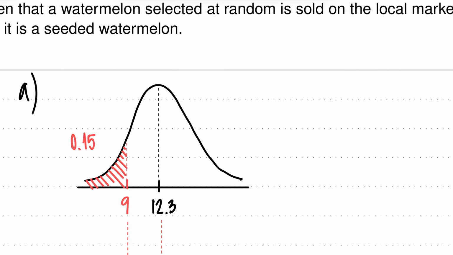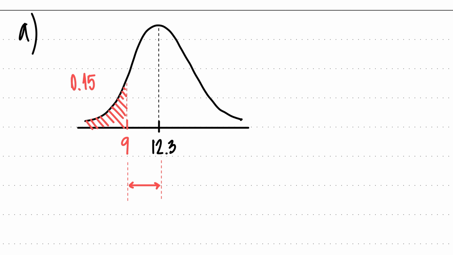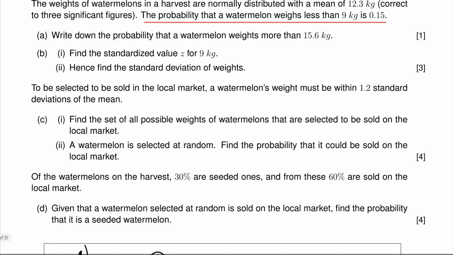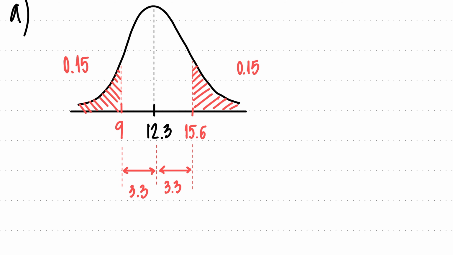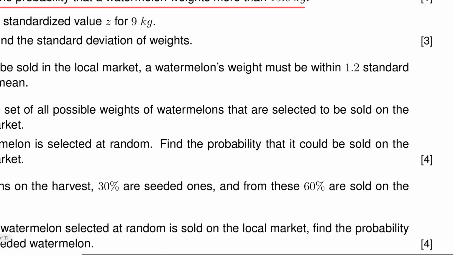Now, due to the symmetry of a normal distribution and noticing that this gap over here is 3.3 kilograms, if we represent that gap to the right now, we should get the same area to the right, which means 0.15. Now, what is 12.3 plus this step of 3.3 to the right, or the addition of 12.3 plus 3.3? Well, that gives us the 15.6 that we were looking for in the first place, or that was mentioned by the exercise. Therefore, this probability right here is 0.15.